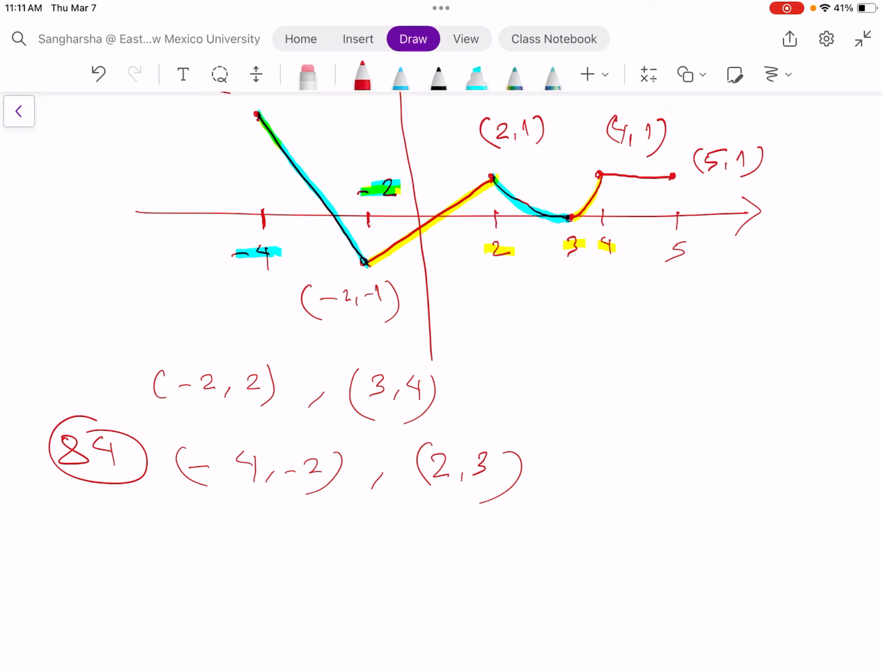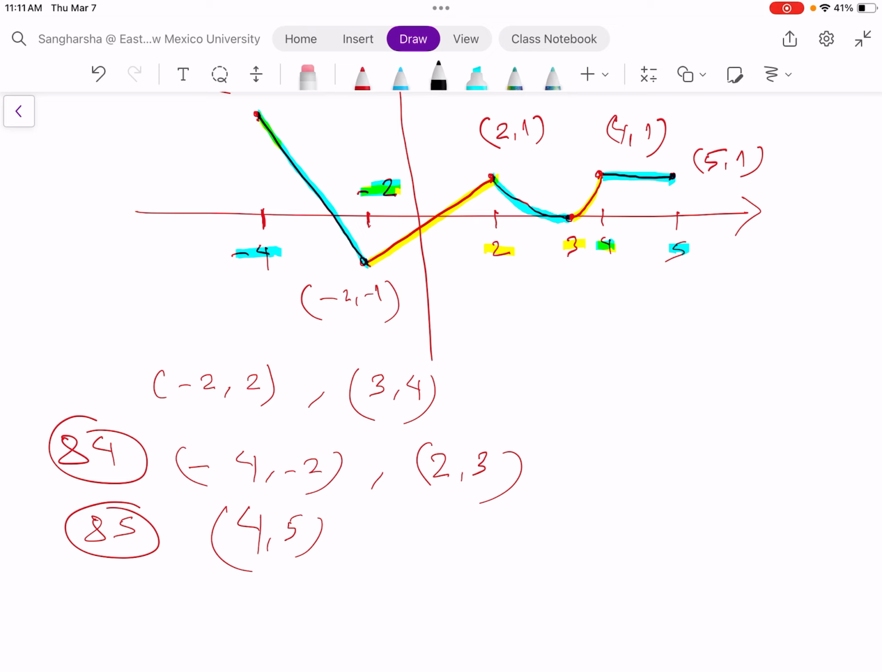In 85, do we have a constant function here? What is the interval where the function is constant? Constant means the function is not rising and not falling. So this horizontal line is the constant, and this is from 4 to 5. So this is the interval where the function is constant.